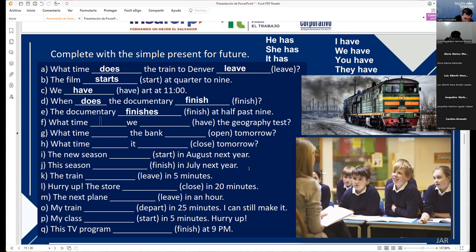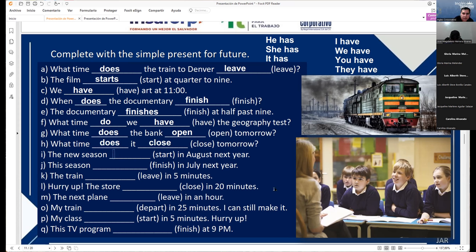What time do we have the geography test? What time do we have the geography test? Excellent. What time does the bank open tomorrow? What time does it close tomorrow? Excellent.